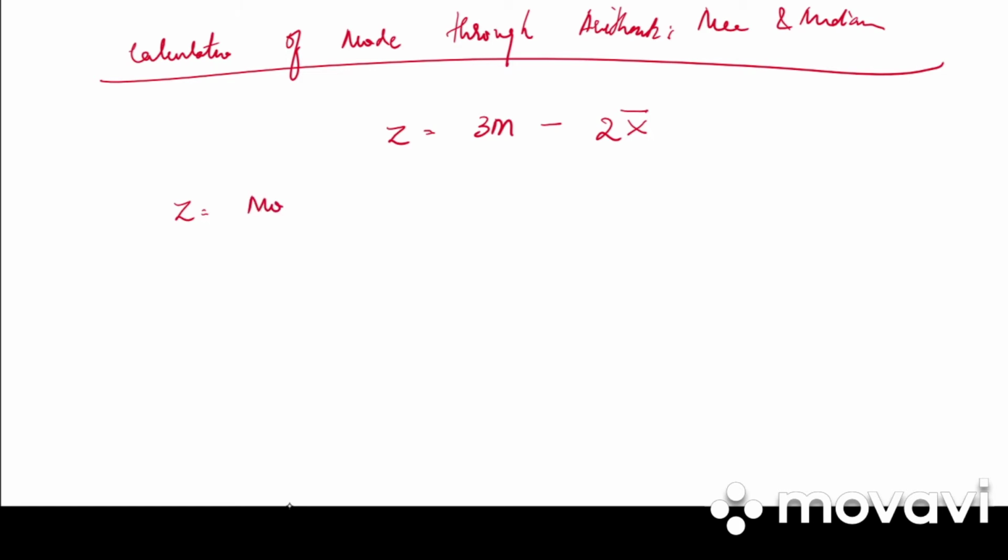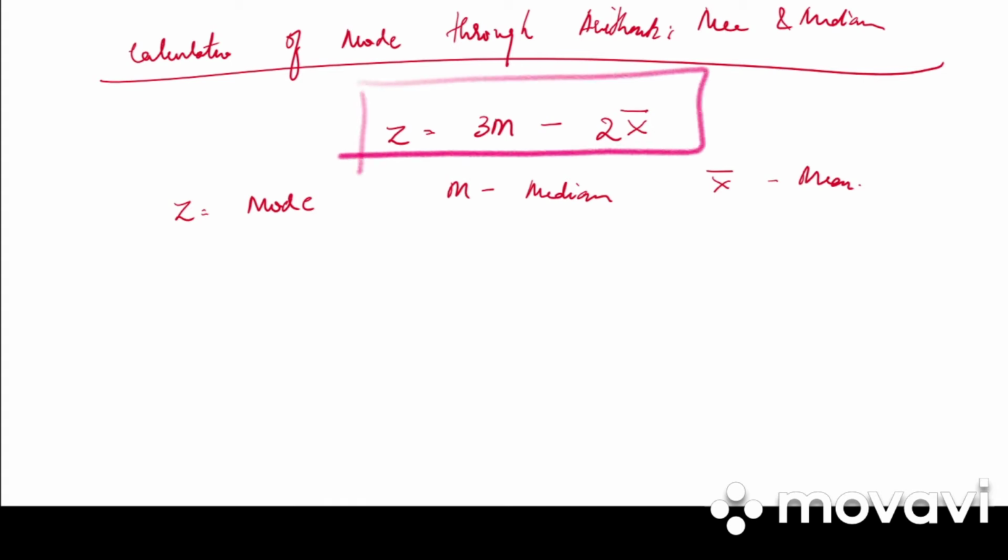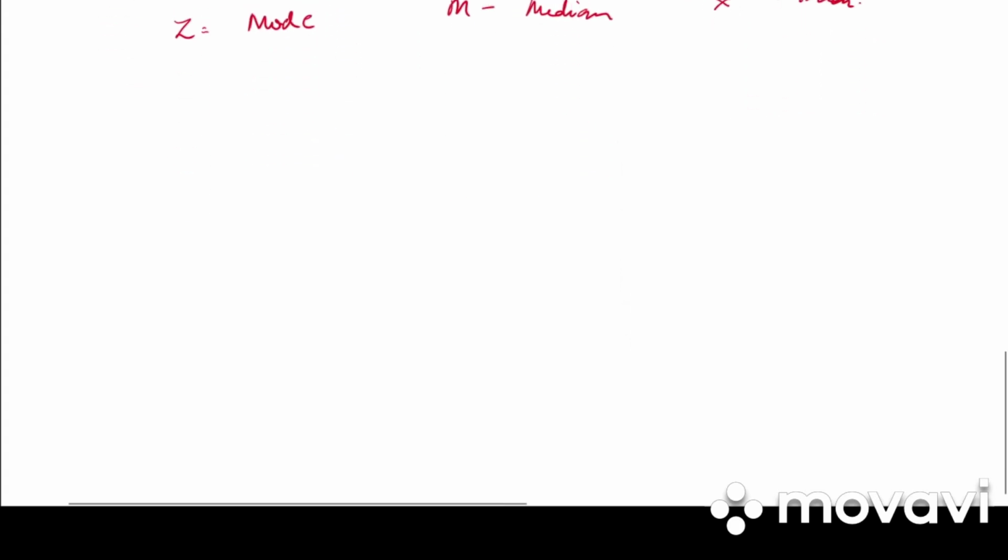So z is mode, m is median, x bar is mean. So the relationship between mean, median and mode is z is equal to 3m minus 2x bar. This is very important and you have to remember what is the relationship between mean, median and mode.